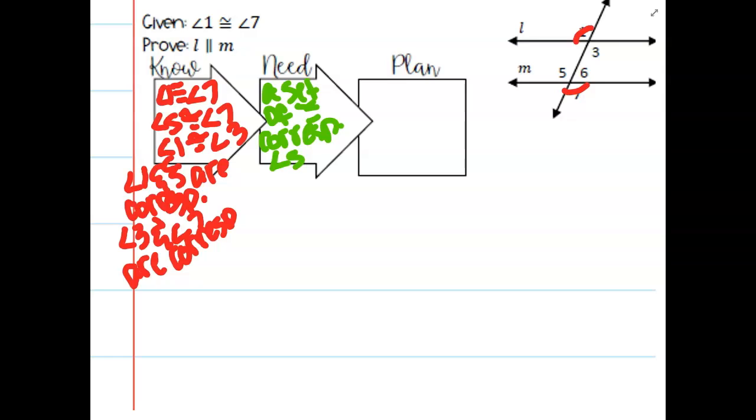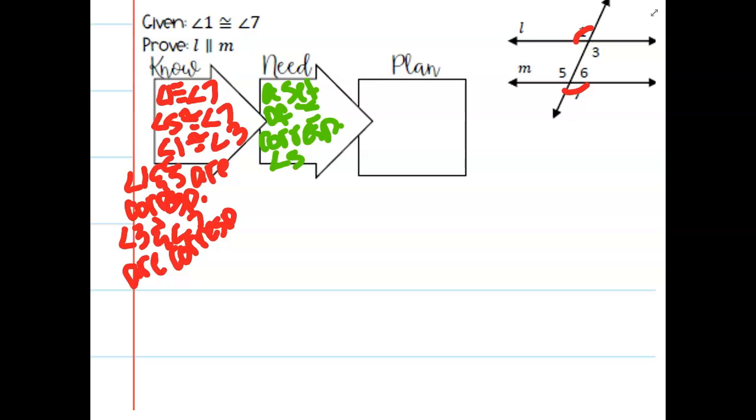So this is congruent to 5. Okay, so we know that 7 is congruent to 5, because they're vertical angles. And I know 1 is congruent to 7 because it was given to me. And here's the thing. If 5 is congruent to 7 and 1 is congruent to 7, aren't 1 and 5 congruent? And if I have a set of congruent corresponding angles, the lines are parallel.